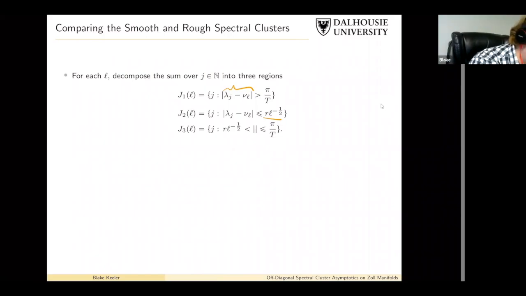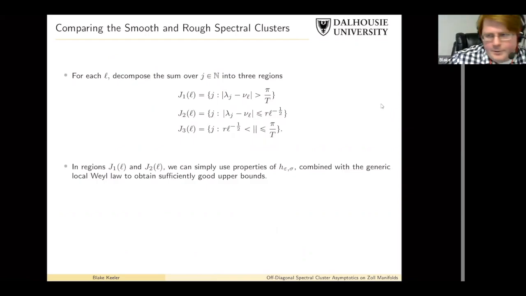And then this third region is the intermediate region, and it's not LaTeX 8, the middle here, but this should again be the difference between lambda J and nu sub L. So this is the intermediate region where the difference is between this r L to the minus a half and this pi over T. And the reason why we use pi over T is because it is half the distance from one nu sub L to the next. So we're just making sure we are well away from the next nu sub L when we do this.